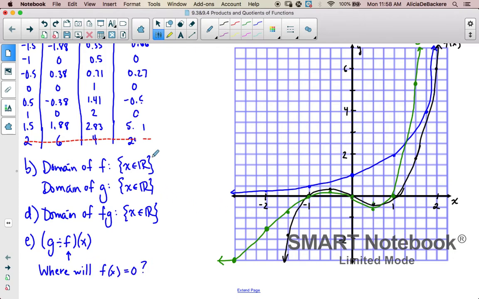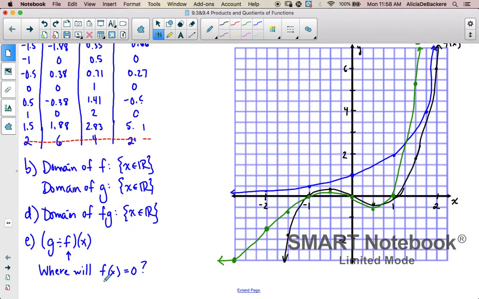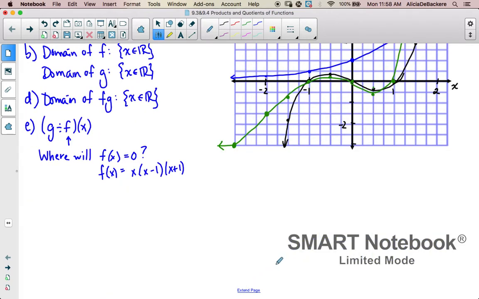Now, remember above that we actually already factored out f of x, so I'm going to rewrite that factored version. It was minus 1 here. So f of x is equal to x times x minus 1 times x plus 1. And you can also just use your graph here. I can see that the x-intercepts on the black graph, which is my f graph. So the black graph shows me that there are 3 x-intercepts. And that means that if I was looking at the domain of these, I obviously can't use these x values or I would end up with an undefined answer.